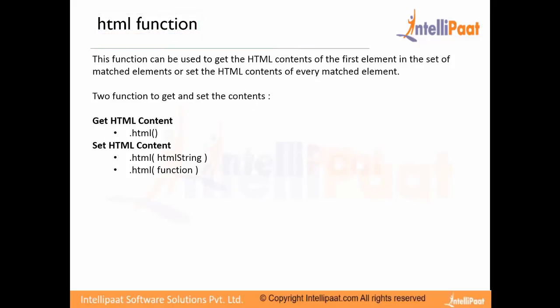What it does actually is, if I want to get the HTML content of the matched element set, I can just use the .html function. And if I want to set some HTML content, I can use .html and pass the argument. The argument could be an HTML string or a function. Let's see it in more detail.